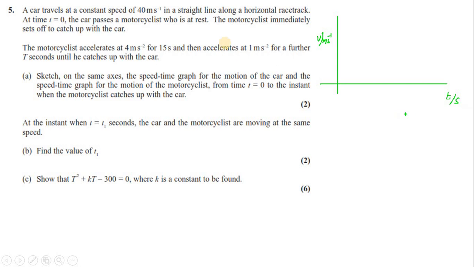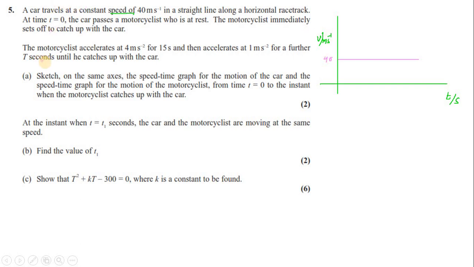And then because the car is traveling at a constant speed from the beginning, you have a speed of car. Let's suppose this is 40. This is the speed of the car till here, and you must mark here 40 meters per second.